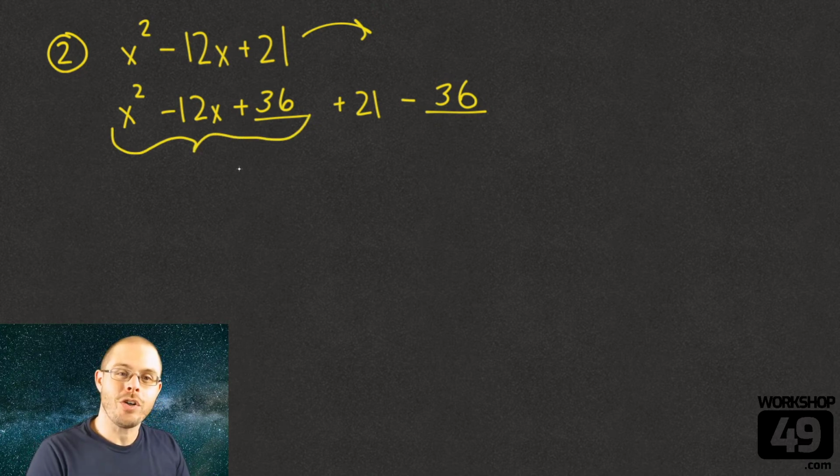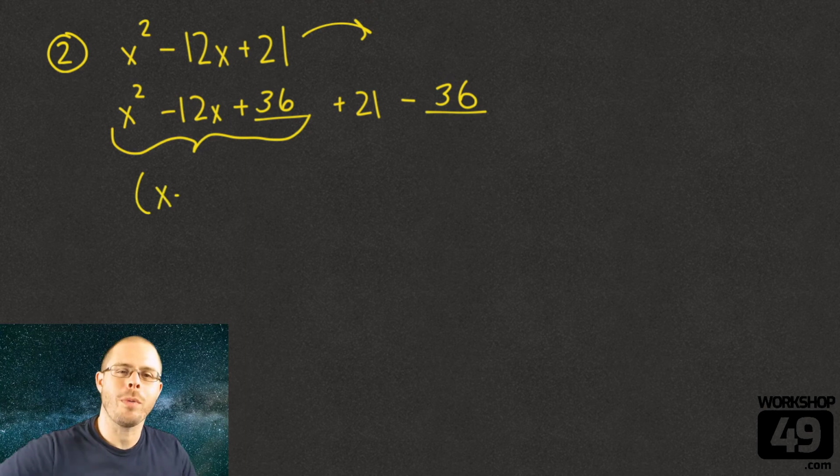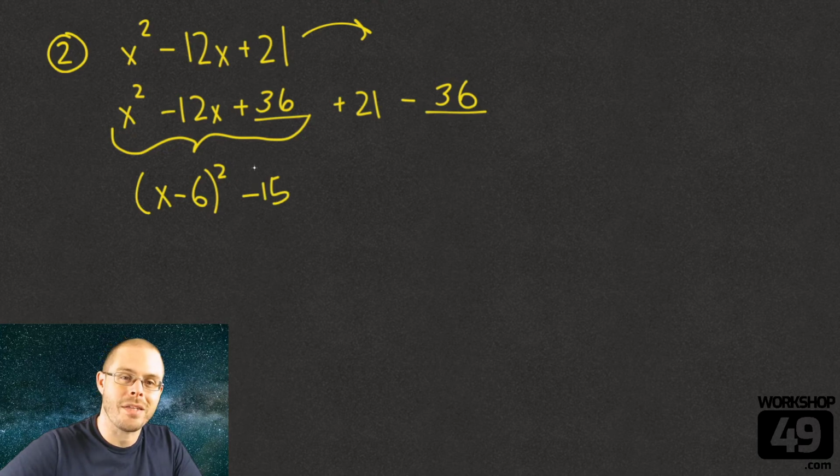Now, those first three terms are a perfect square. We can crunch that down to a perfect square. That's always half of the number that's in front of the x. So it was a minus 12x, so it becomes an x minus 6. And we clean up whatever is left over outside.